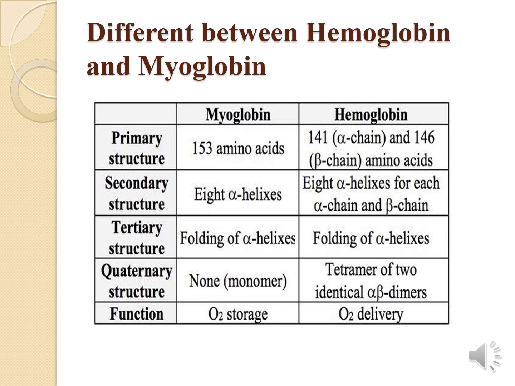Regarding tertiary structure, myoglobin has folding of alpha helices and hemoglobin has folding of alpha helices too. In quaternary structure, myoglobin has none, and hemoglobin is a tetramer of 2 identical alpha-beta dimers, that is, subunits. Regarding functions, myoglobin is for oxygen storage and hemoglobin is for oxygen delivery.